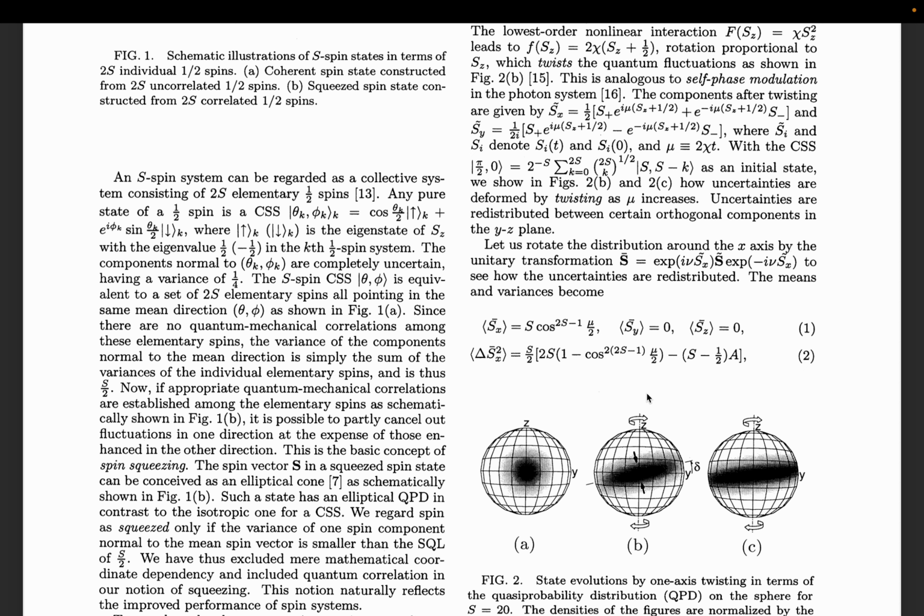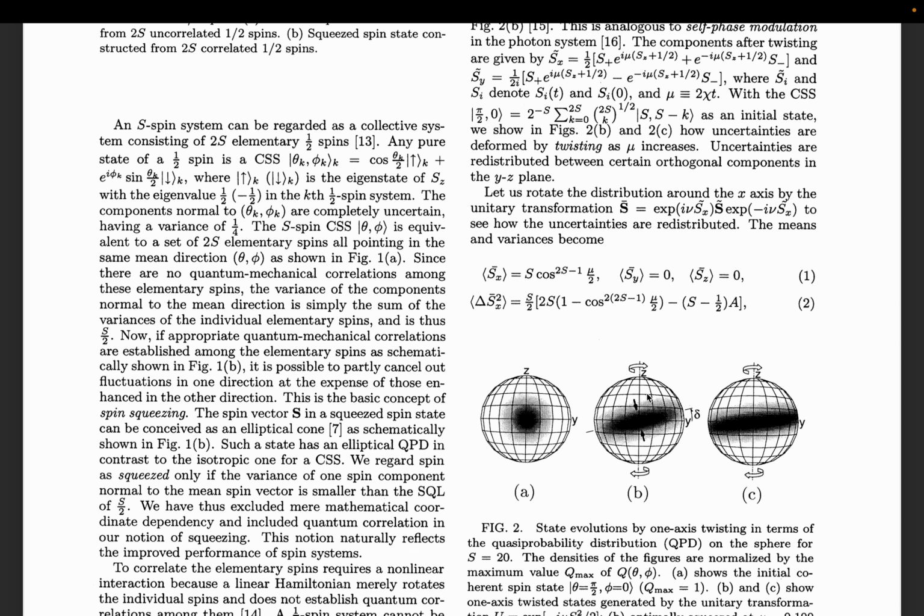So now one can define a squeezed spin state as the state for which the variance of the spin operator perpendicular to this mean spin direction theta comma phi is less than the value s by 2, which is obtained from coherent spin states. So we need to find a state which has the variance perpendicular to the mean spin direction less than the value obtained from the coherent spin state. Then we call this state a squeezed spin state. This is the definition.